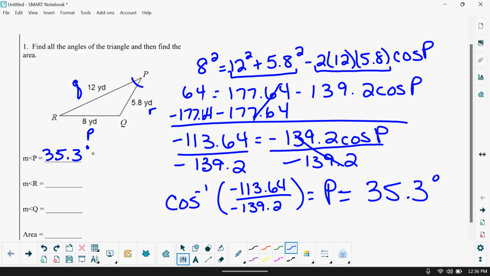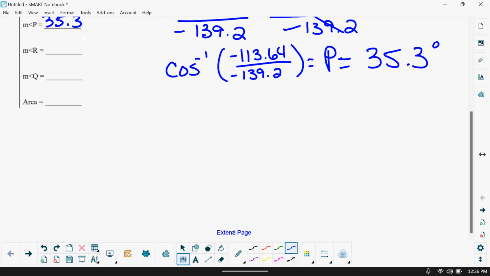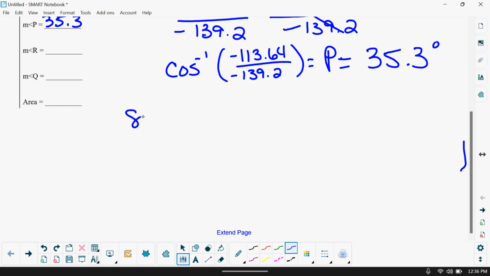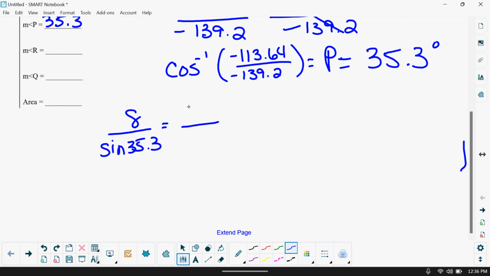Okay, now that I know all of P, I can use the law of cosines, and I'm just going to find R next. Does it matter? And the answer is no, it really does not. Okay, so I forgot my P value. Oopsies. P was 8. Thank you. So 8 over sine of 35.3. And I said we're going to find R, 5.8, sine of big R.